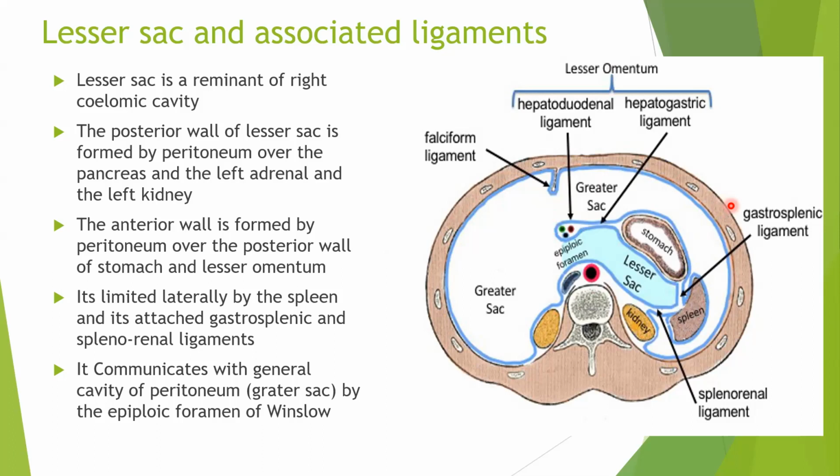It is limited laterally by the spleen and its attached gastrosplenic and splenorenal ligaments. It communicates with the general cavity of the peritoneum by the epiploic foramen of Winslow. This picture shows the lesser sac behind the stomach, and in front of the left kidney, the left adrenal, and the pancreas. And it communicates with the greater sac by the epiploic foramen of Winslow.